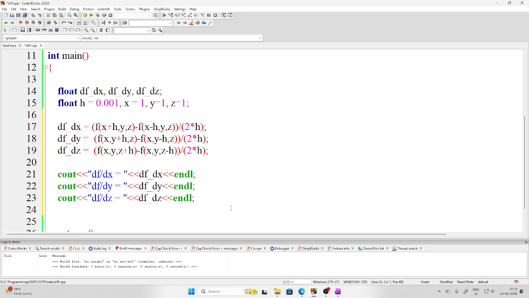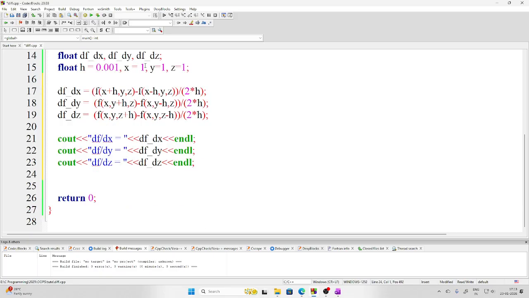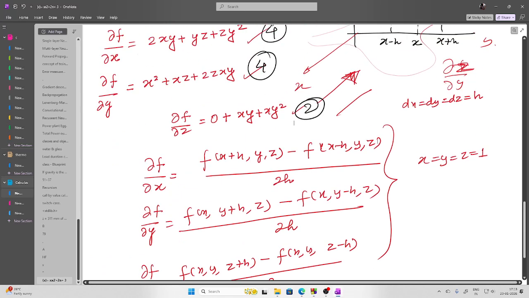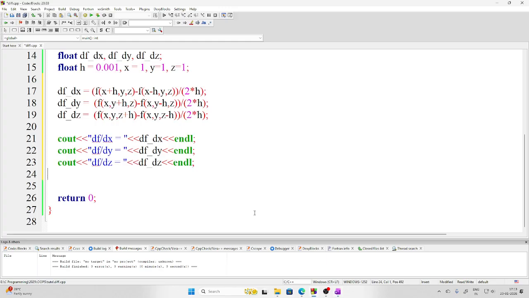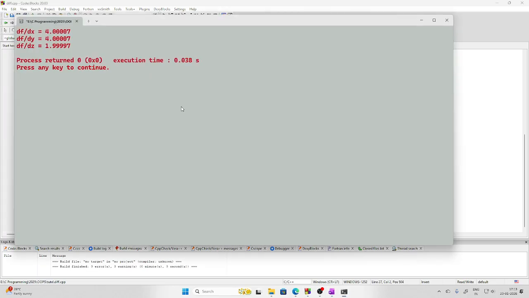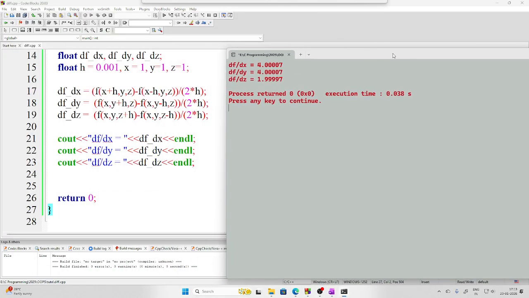That's it, friends. Done. Simple. So at x equal to y equal to z, we require the answer, and we have already seen that it should come out as 4, 4 and 2. So let us see whether it is coming or not. If you run it, yes, you are getting the same answer, but with truncation error, that is, a 7 is coming after so many decimal places. So it is almost close to 4, 4, 2.